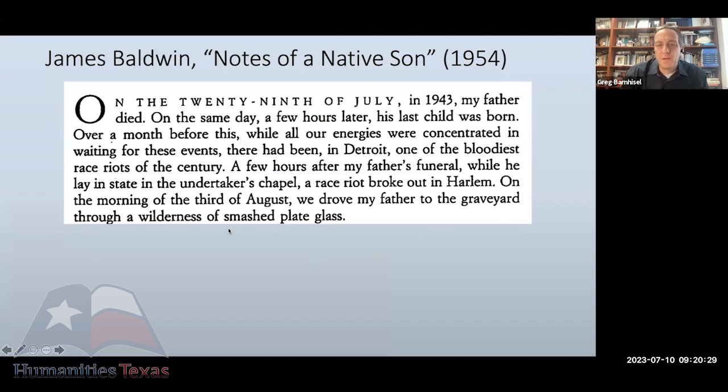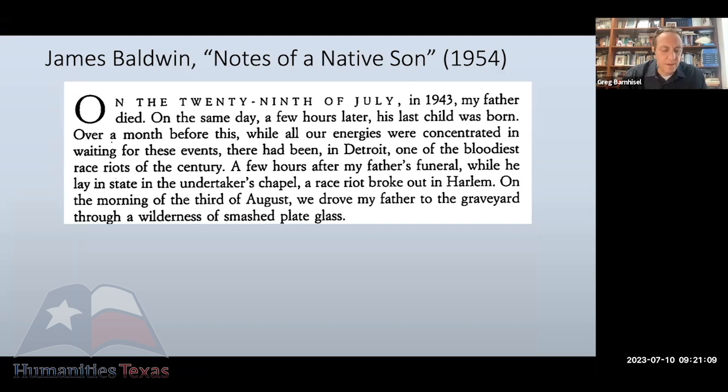this is the opening paragraph to James Baldwin's Notes of a Native Son. I'm just going to read it. On the 29th of July in 1943, my father died. On the same day, a few hours later, his last child was born. Over a month before this, while all our energies were concentrated in waiting for these events, there had been in Detroit one of the bloodiest race riots of the century. A few hours after my father's funeral, while he lay in state in the undertaker's chapel, a race riot broke out in Harlem. On the morning of the 3rd of August, we drove my father to the graveyard through a wilderness of smashed plate glass.